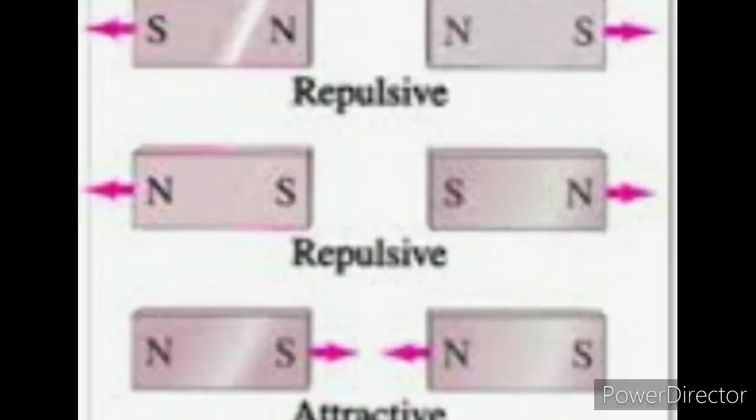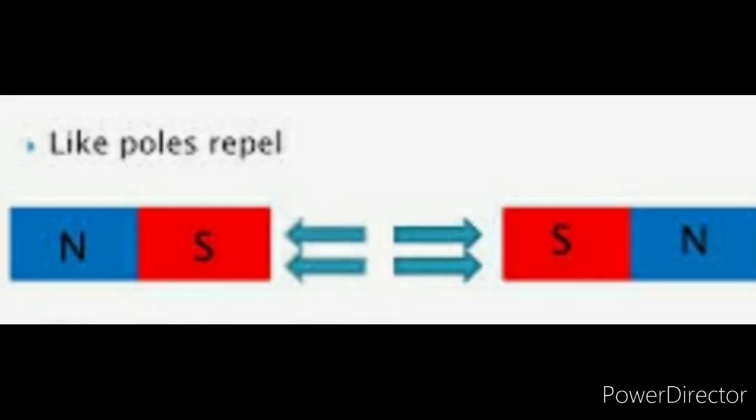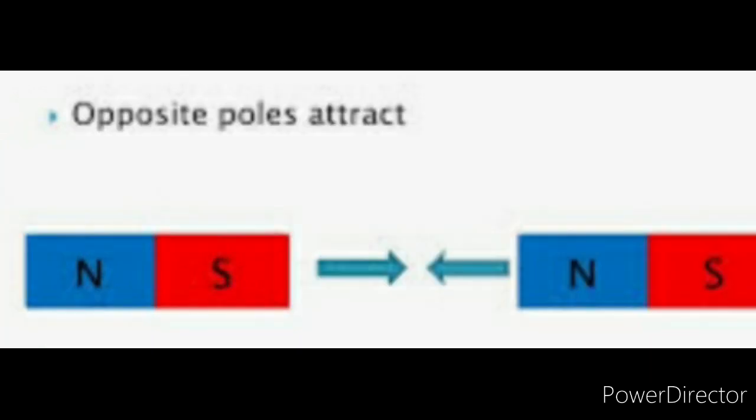The fourth property. Like poles of two magnets repel and unlike poles attract each other. Students, like poles mean north-north and south-south poles. Unlike poles mean north-south poles. Let us perform one activity. Students, look at this picture.